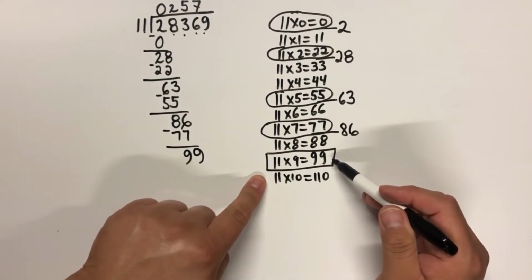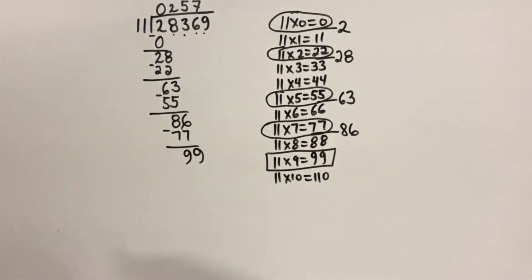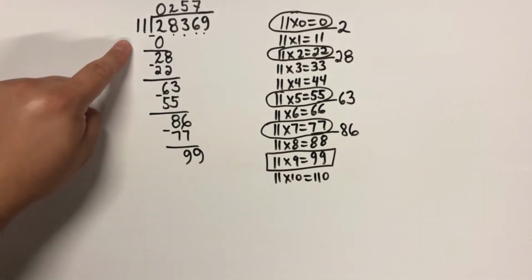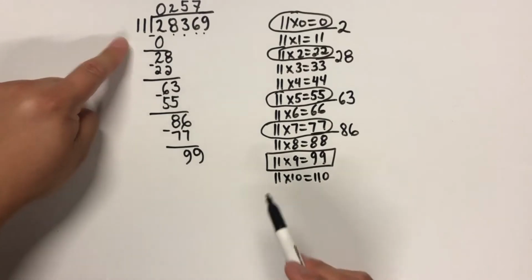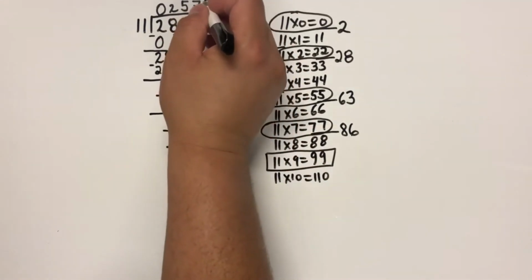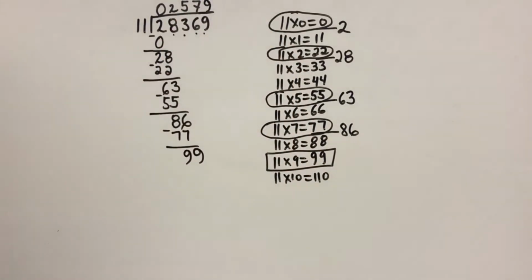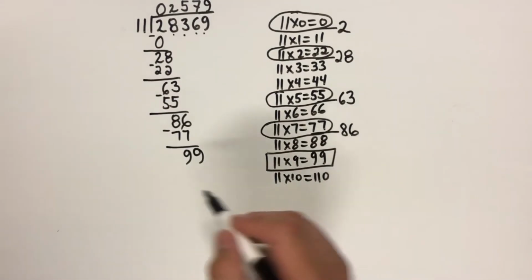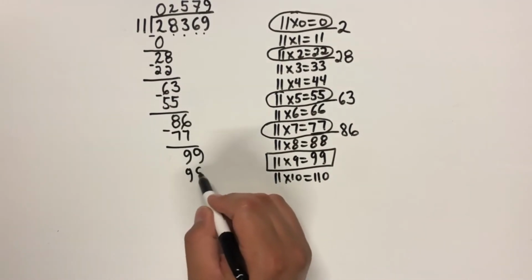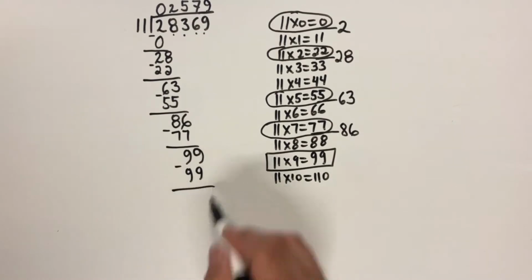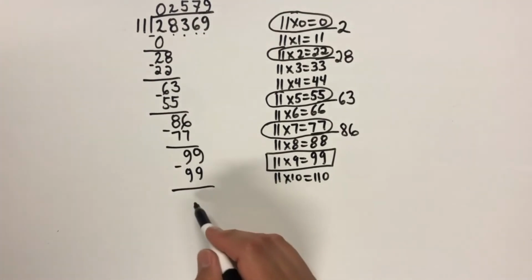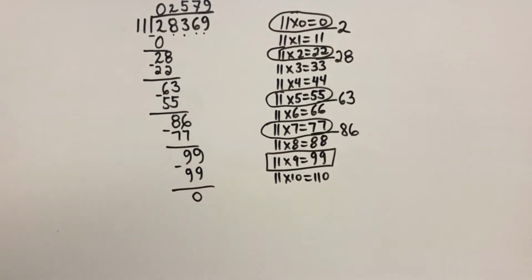Perfect. So I'm going to use those numbers over here in the division. See that number 11 right there? It's this number 11 right here. And the number 9 is going to go on top of the number 9 right here. And the number 99 is going to go underneath the number 99. And I'm going to perform a subtraction of those two numbers. And 99 minus 99 is 0. We're finished.